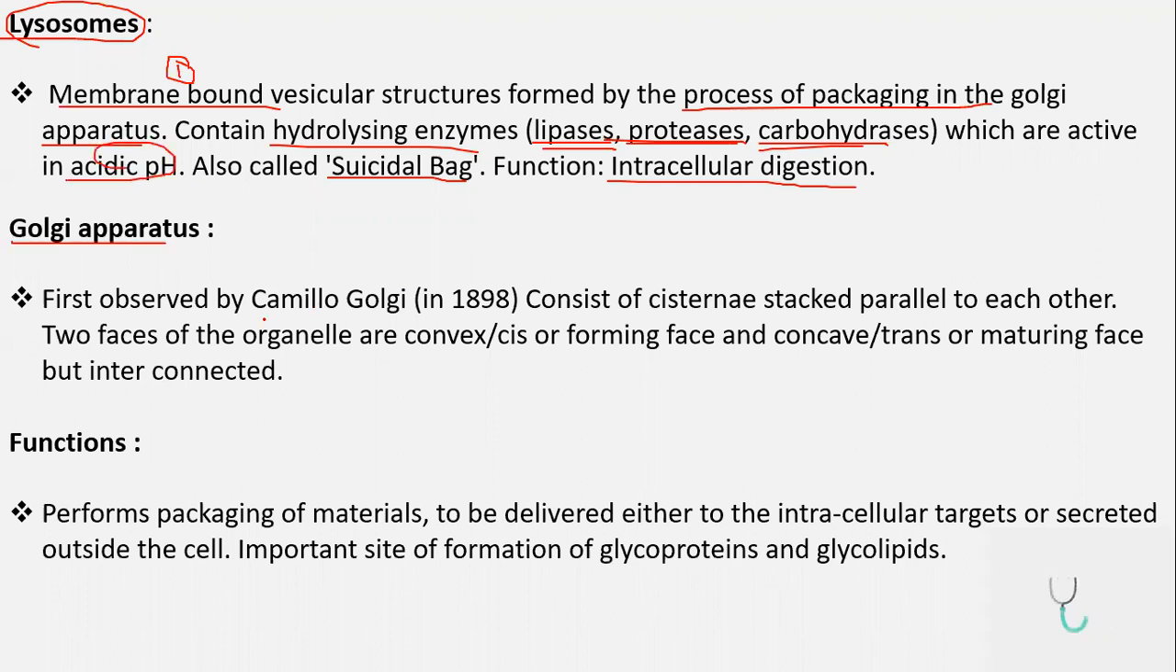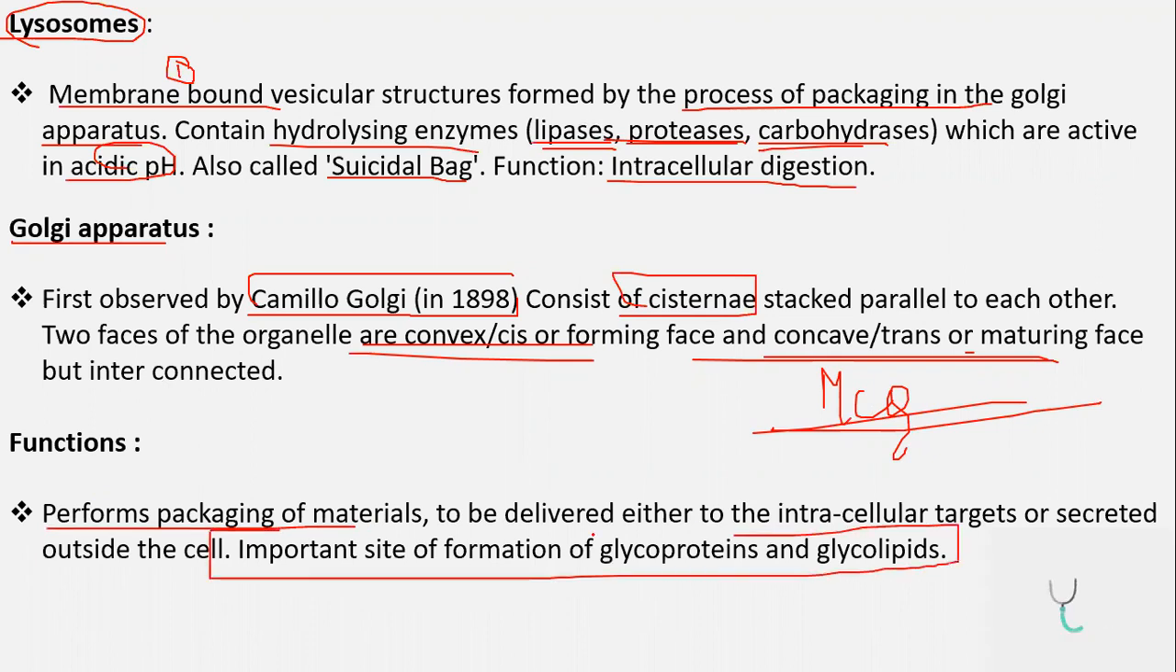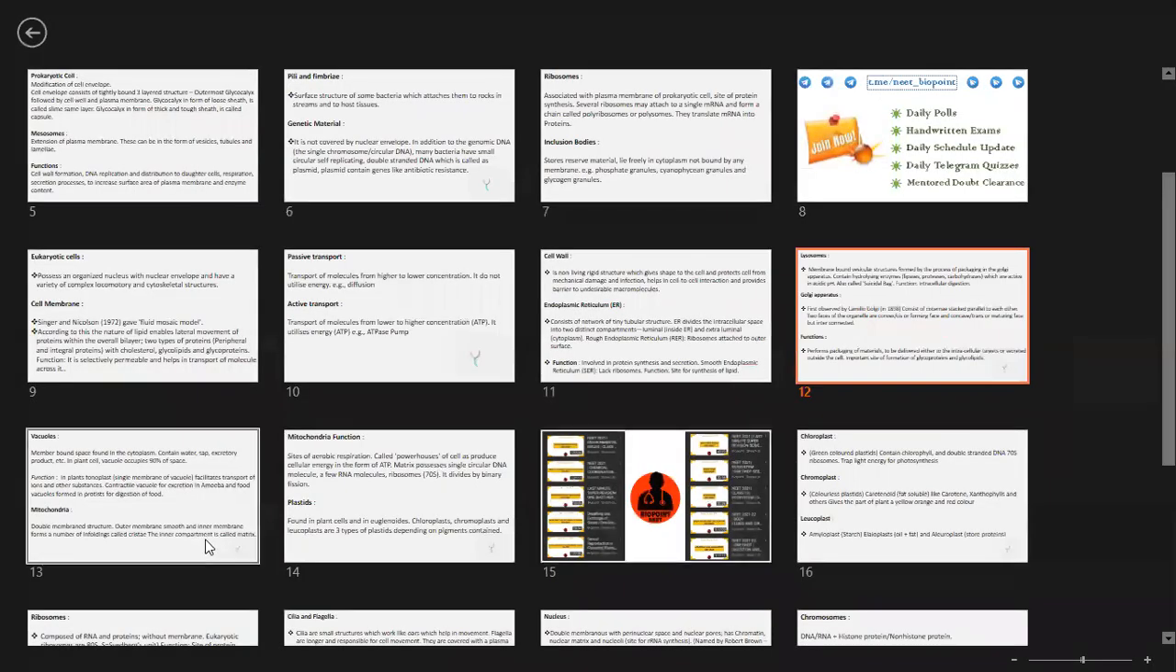Next is the Golgi apparatus, discovered by Camillo Golgi in 1898. It consists of small stack-like structures called cisternae, which are packed parallel to each other. They have two faces: the convex or cis or forming face, and the concave or trans or maturing face. Important MCQ. Function: it performs the packaging of materials. Golgi bodies are an important site for the formation of glycoproteins and glycolipids.